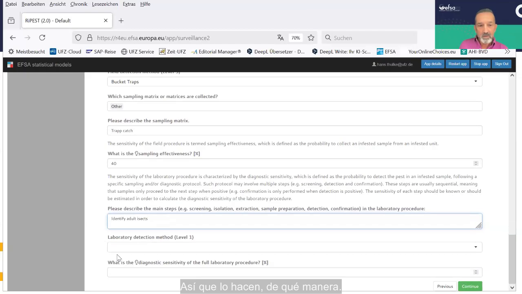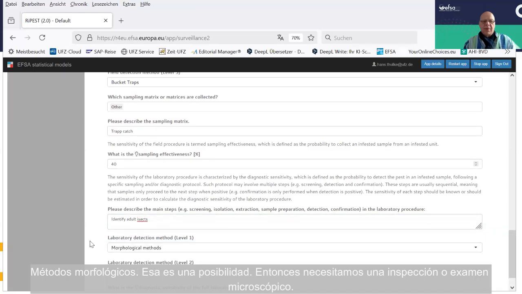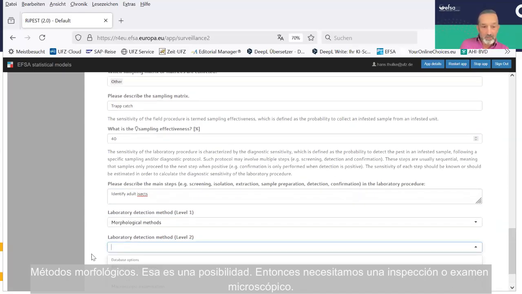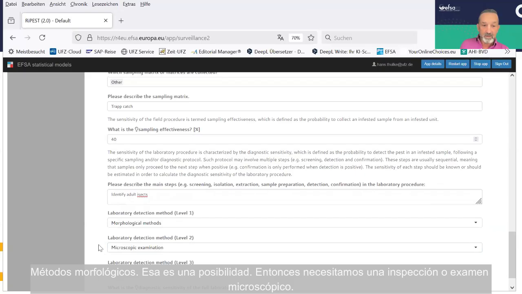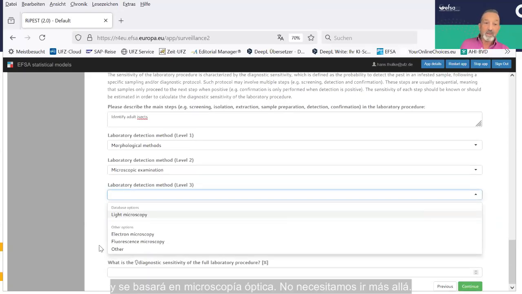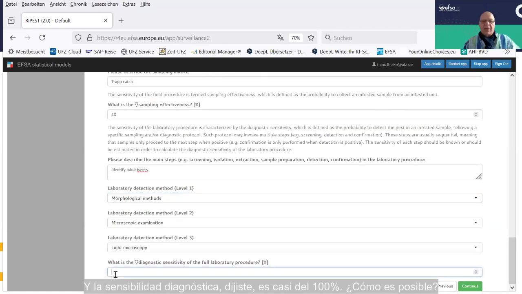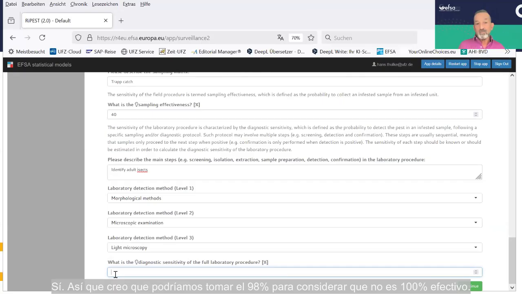Yes. So they do it with which method? Morphological methods, that's one possibility. Then we need a microscopic inspection or examination. And it will be based on light microscopy. We don't need to go beyond that. And the diagnostic sensitivity you said is nearly 100%. How is that possible? So I think we could take 98% to consider that it's not 100% effective.